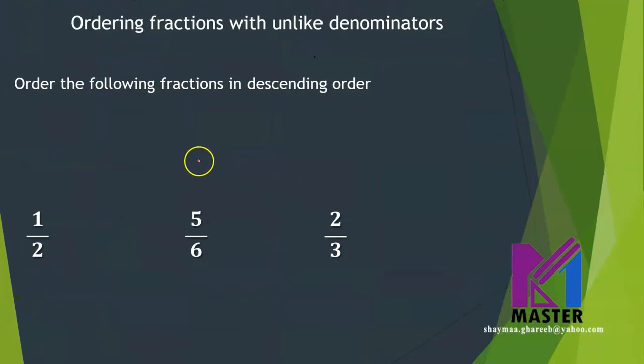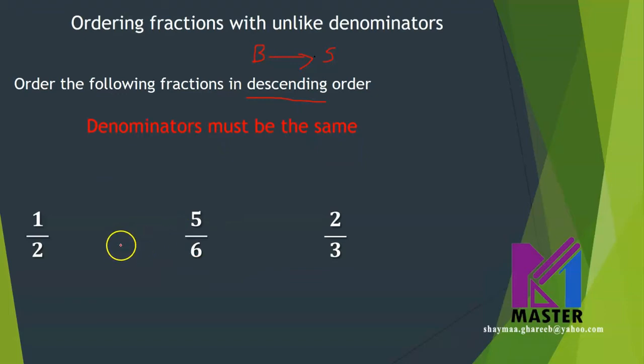Now, let's see another question when we have more than two fractions and we want to put them in order. Order the following fractions in descending order. What's the meaning of descending? So you have to start from the biggest fraction to the smallest fraction. Okay? Now, I will look at the denominators. They are different. What did we say? Denominators must be the same.